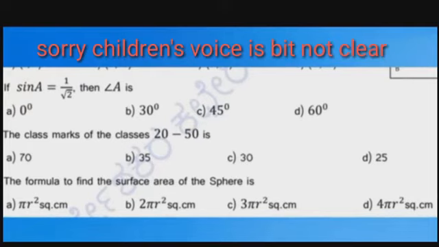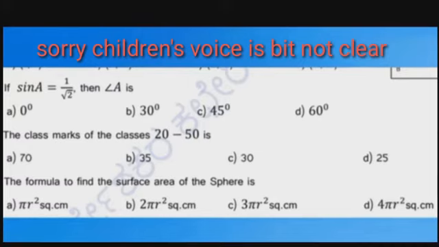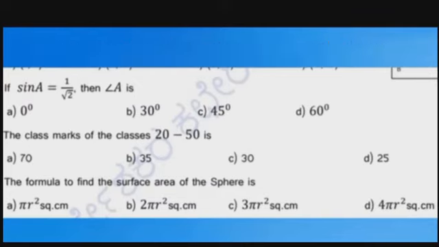Okay, now let me read the first question. If sin A equals 1 by root 2, then angle A is. If you have learned the trigonometric values table, 1 by root 2 comes in the sin values at 45 degrees. So the value of sin 45 degree equals 1 by root 2. So the angle A in this question will be 45 degrees. Which option is correct, children? The C option is correct.